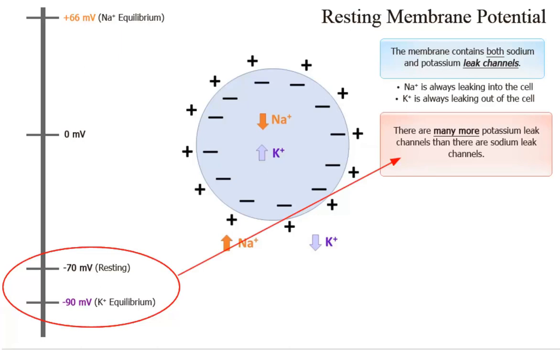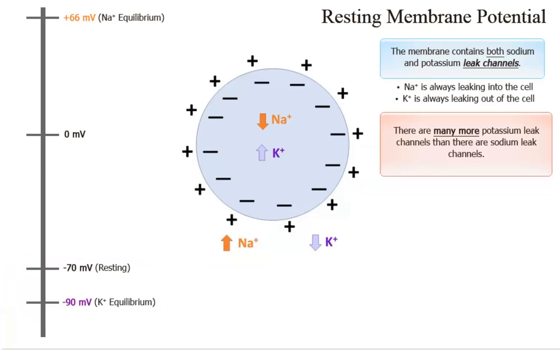So that is why the resting potential is close to potassium's happy place or equilibrium potential. It's not exactly the same because there are some sodium leak channels that are making the membrane more positive, which brings it up to a negative 70.